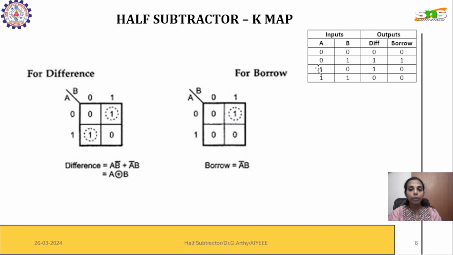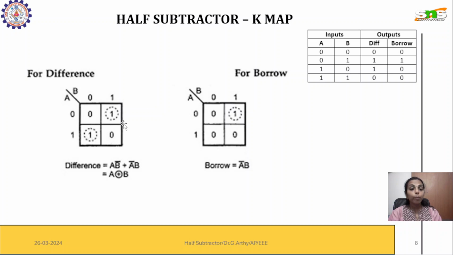So here, for this condition, that is when A equal to 0 and B equal to 1, the difference is 1. And when A equal to 1 and B equal to 0, the difference is 1. So A equal to 0 and B equal to 1, this is the cell where the difference is 1. And when A equal to 1 and B equal to 0, this is the cell where the difference is 1. So these are the two ones which are marked here. And for borrow, we have only one 1, when A is equal to 0 and B equal to 1. This is the cell corresponding to that, and we have mentioned it here.